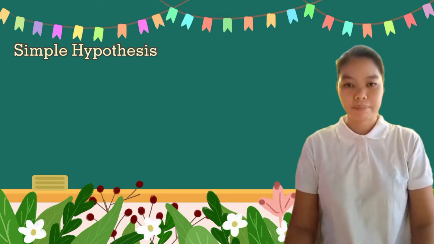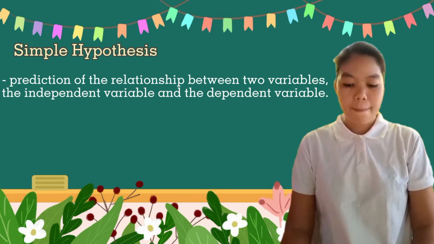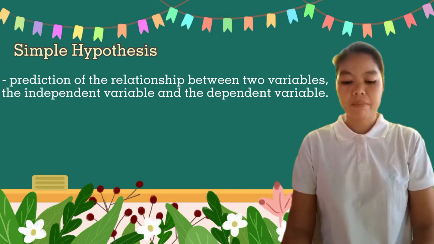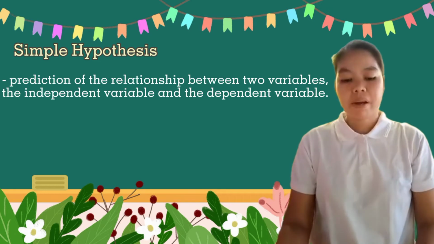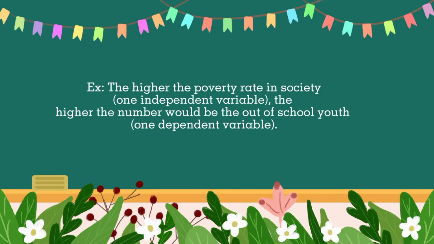Types of hypothesis. First is the simple hypothesis. A simple hypothesis is a prediction of the relationship between two variables, the independent variable and the dependent variable. It shows a connection between one independent variable and a single dependent variable. Example: the higher the poverty rate in society, the higher the number of out-of-school youth.